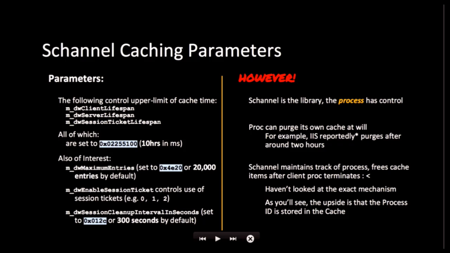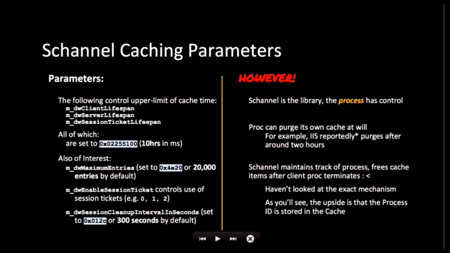And then there's a cleanup interval, which is how often this cleanup thing runs. So if you, as the process, decommission or purge your cache, then there's a possibility it might stay around for a tiny little while before that timer expires. As the process, you have full control. S-channel is still just the library, so the processes can purge the cache whenever they want. So you might not get a full 10 hours.